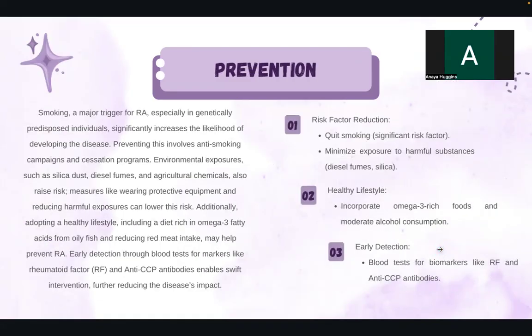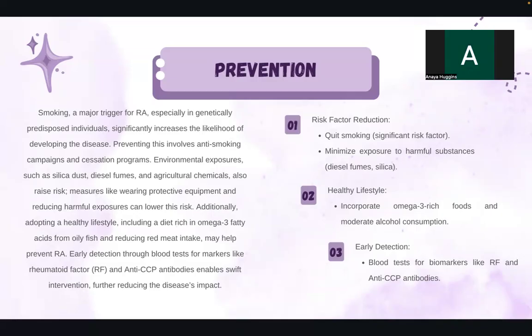Next, we're going to talk about prevention. Specifically, preventing RA focuses on minimizing modifiable risk factors. So this can include smoking cessation, which is paramount, as smoking is a key trigger for RA, especially in genetically predisposed individuals. Reducing exposure to environmental triggers like silica dust can also help.